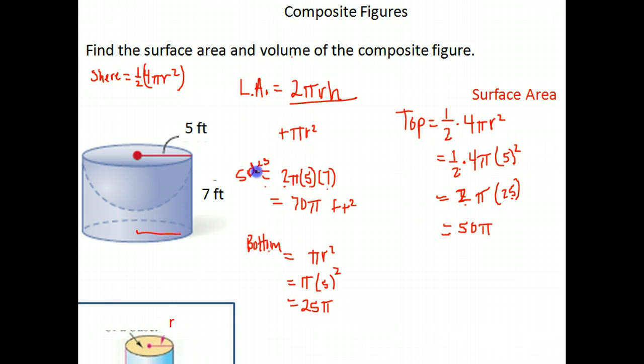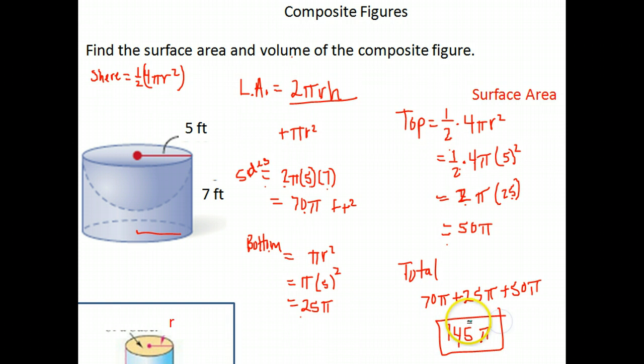So here the sides are 70 pi, the bottom is 25 pi, and the top is 50 pi. The total for my composite figure is going to be 70 pi plus 25 pi plus 50 pi. Just add the numbers together, and my answer is 145 pi, and that would be in square feet.